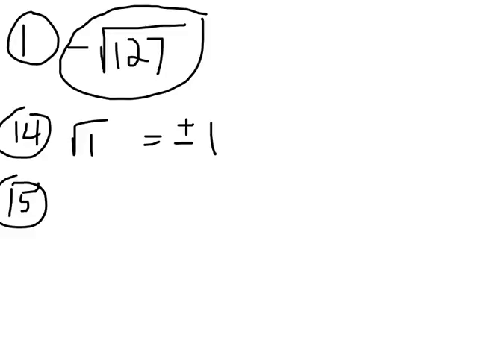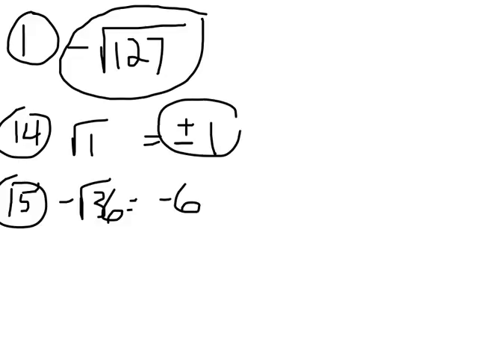Okay, so 15 was the next one. Yep, that's a perfect square, isn't it? So we're going to put a negative because they put a negative out front. Negative 6 would be my answer.